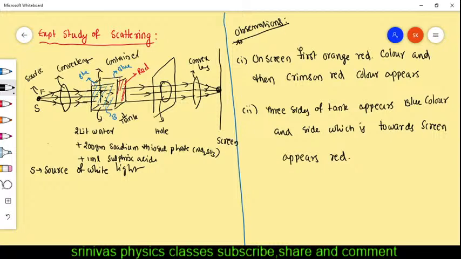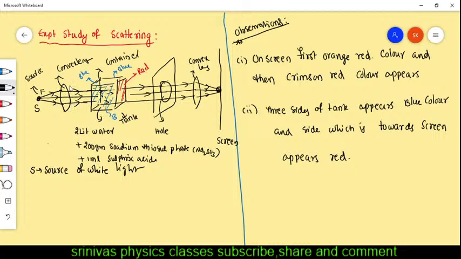Here we are placing one tank. In that tank, we are filling 2 liter water and 200 grams sodium thiosulfate. We make a solution, and lastly we add 1 or 2 ml sulfuric acid. At first, it will appear just like white water only. After that, sulfur particles are there, because we are adding sulfuric acid. These sulfur particles will act as colloidal particles. Colloidal particles means suspended particles. They will be present in the solution.